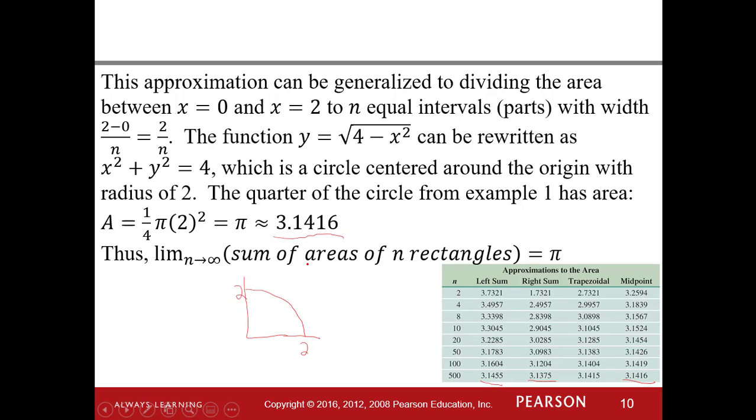which we can generalize to the idea of taking the limit as n approaches infinity, or again gets very large, since 500 parts is very large. The limit as n approaches infinity of the sum of the areas of all those n rectangles, when we take the limit of that, is going to equal pi, which is exactly what we calculated from the area of that quarter of a circle.